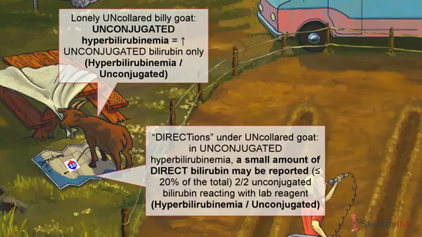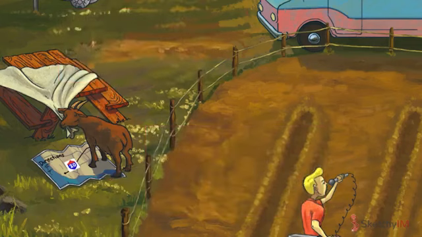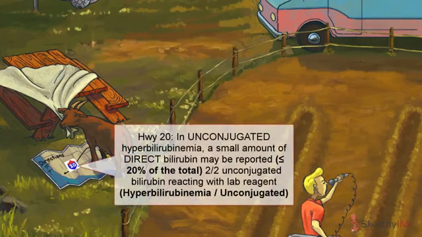Don't be fooled, though. This is a result of unconjugated bilirubin reacting with the direct reagent. Yep, just some unconjugated bili pretending like it's conjugated. As long as the direct is less than 20% of the total, you can assume that the bilirubin is predominantly unconjugated. Unconjugated hyperbilirubinemia is seen in conditions unrelated to the liver.